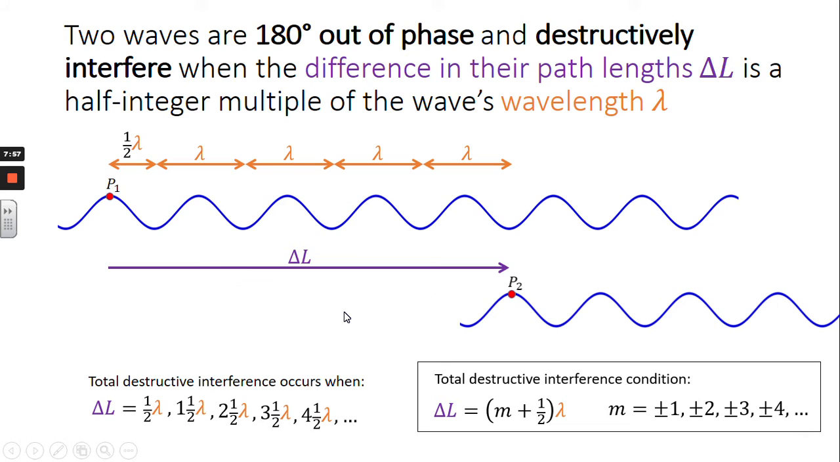So in general, destructive interference occurs when your path difference between your 2 waves is some half integer multiple. You take your integers, 1, 2, 3, 4, positive, negative, and then you add on a half, right? At a half a wavelength, 1.5 wavelengths, 2.5 wavelengths, 3.5 wavelengths, so on. I'm just realizing I don't have 0 in for M, but 0 is allowed too. All right.